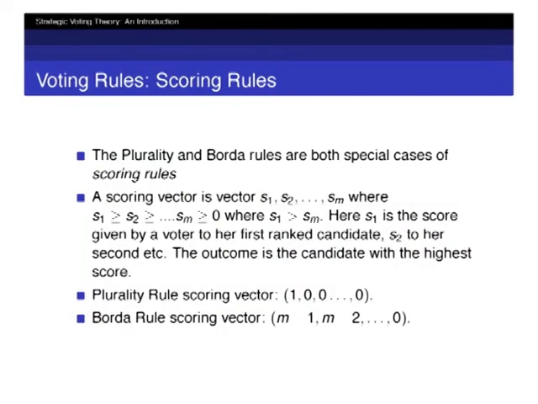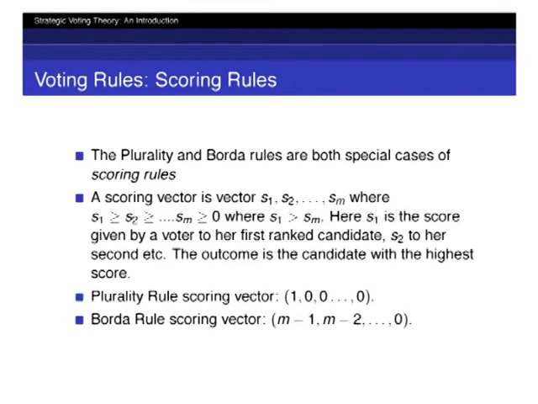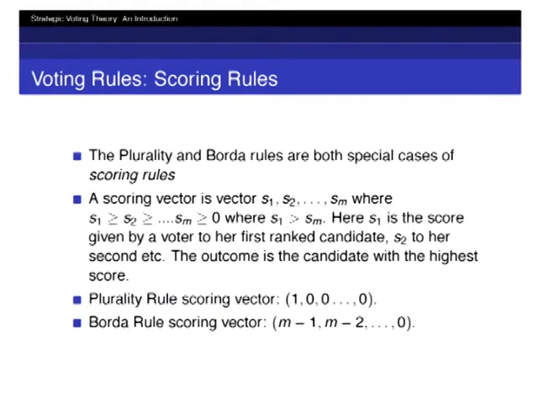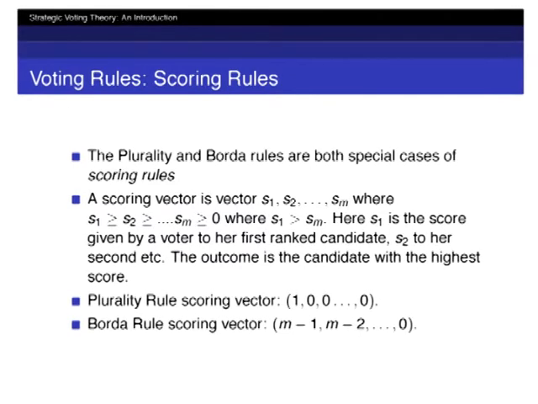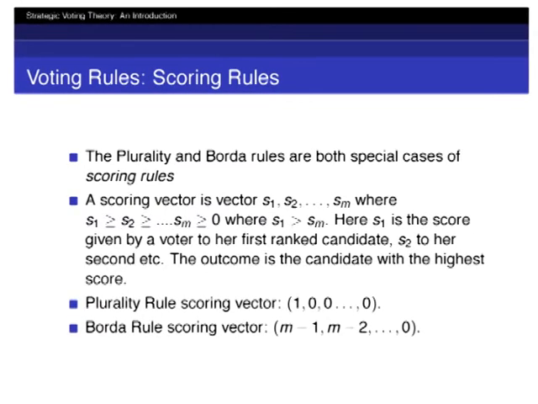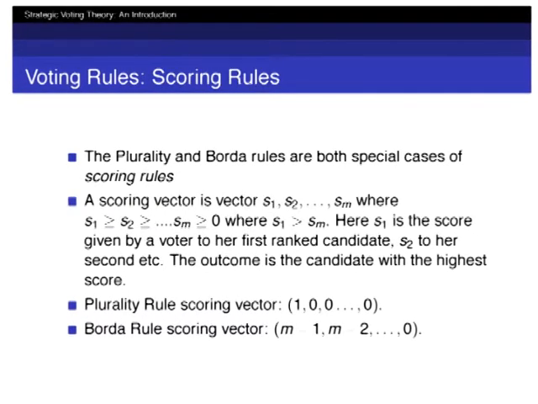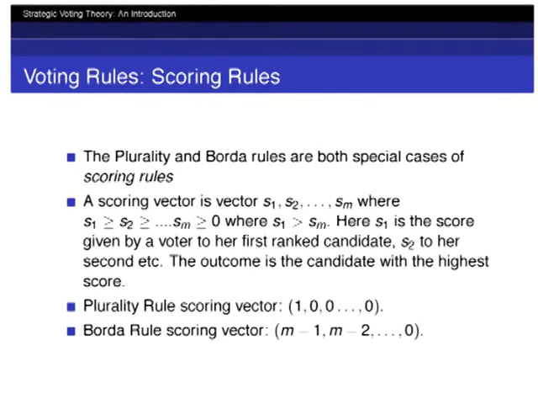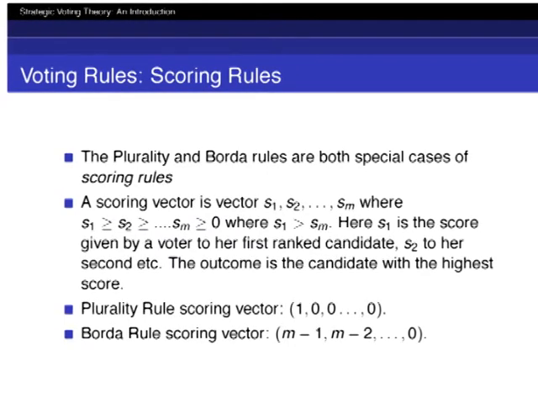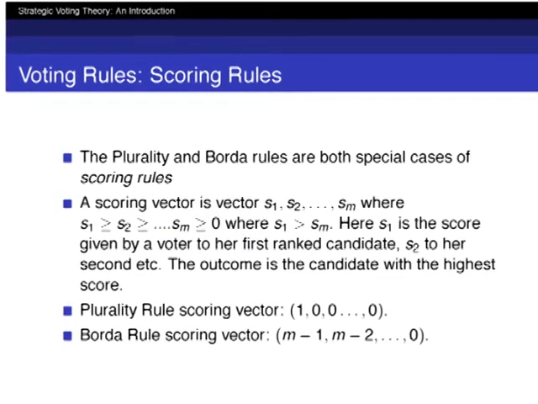The plurality and Borda rules are both special cases of what are called scoring rules. So what's a scoring rule? You have the scoring vector S1, S2, up to SM. These are numbers with S1 larger than or equal to S2, and so on down to SM. They're all positive, and the first weight S1 is strictly greater than SM, otherwise you aren't choosing at all. So S1 is the score given by a voter to her first candidate, S2 to her second, et cetera. Again, you add up the scores, and then the outcome is the candidate with the highest score.